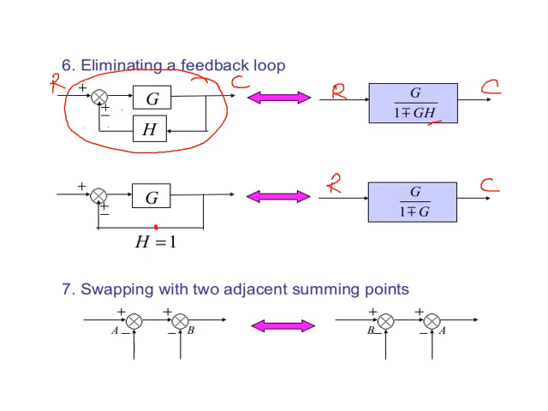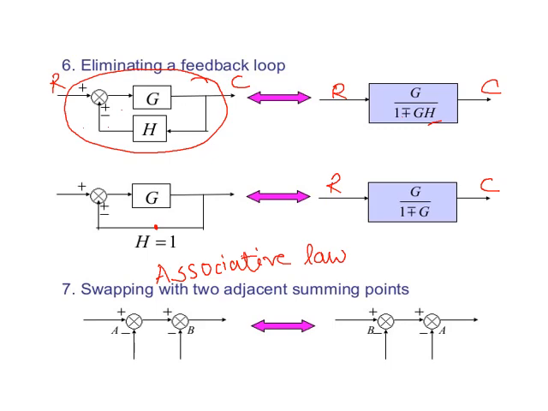Okay, now rule number 7. Rule number 7 is swapping of two adjacent summing points. Swapping means interchanging, and this rule is also called the associative law. So what is that associative law?